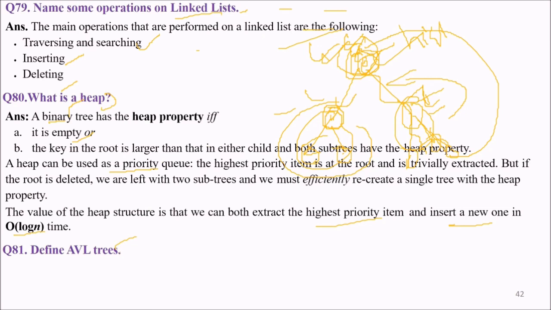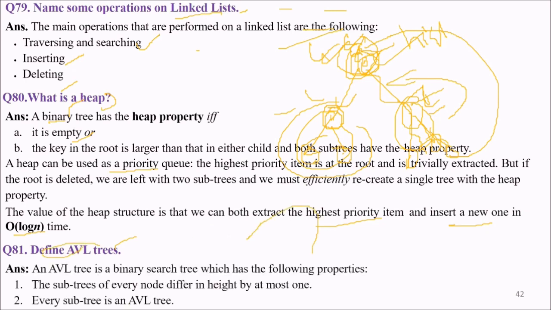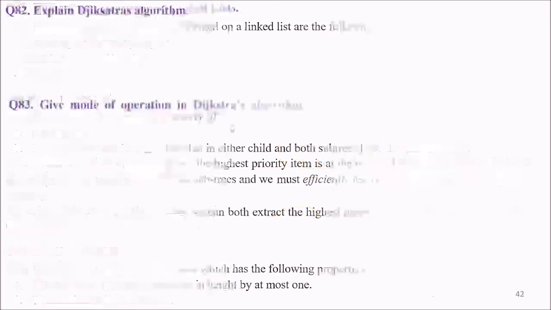Define AVL tree. The name AVL comes from the gentlemen who created it, or devised it. An AVL tree is again a binary search tree. See, heap is a binary tree, but AVL is a binary search tree. It has the property that the subtrees of every node differ in height by at most one, that is, -1, 0, or 1, and every subtree should be an AVL tree, right?